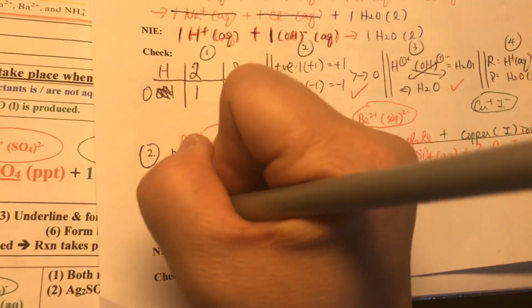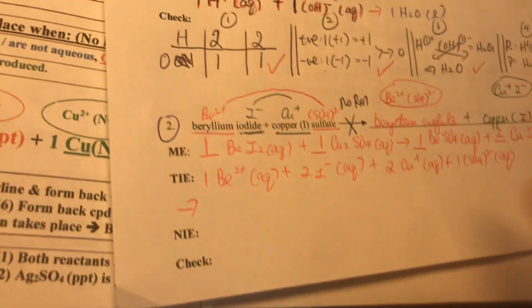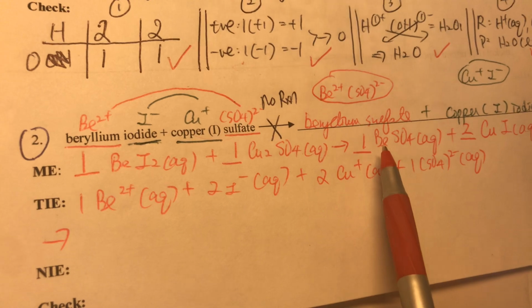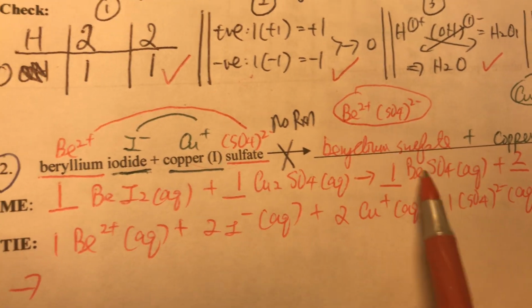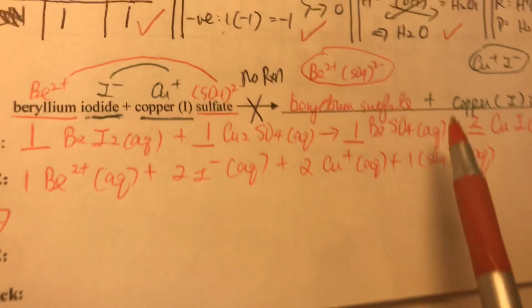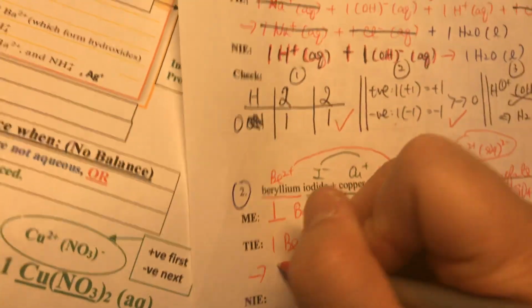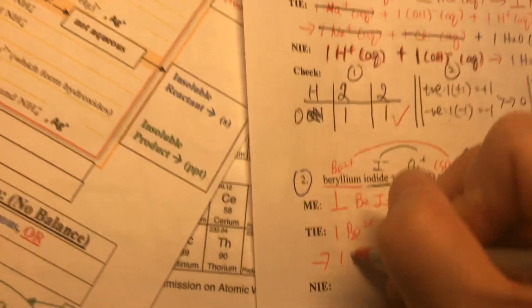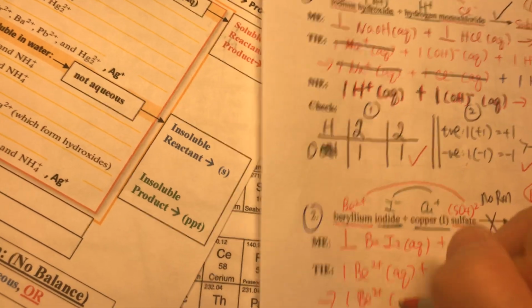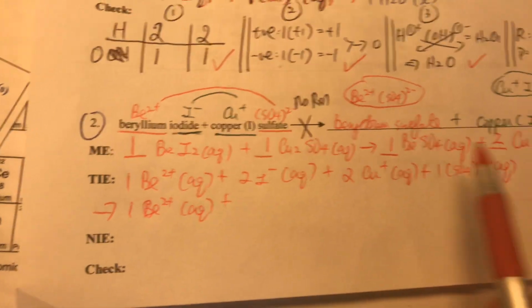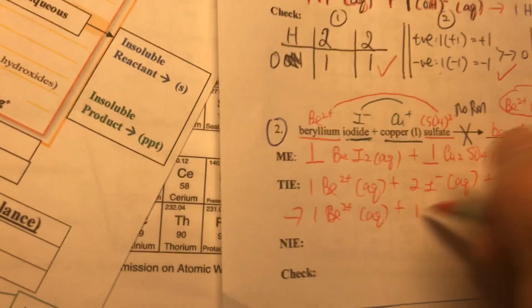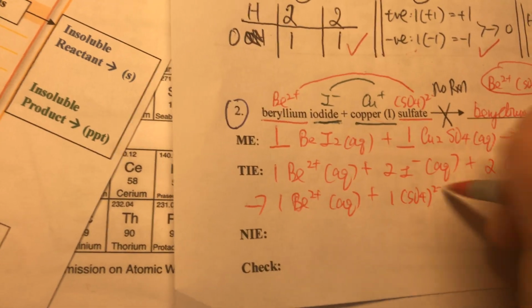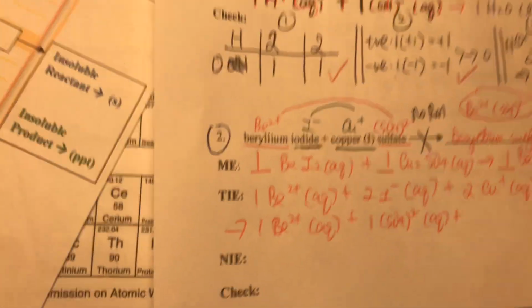Okay, we got to go to row 2. Down the row, we go to the right hand side. So here I got 1 Be 2 plus AQ. Why do I need to separate? Because of the AQ. So 1 Be 2 plus AQ. Okay, and then I got 1 SO4 2 minus AQ.